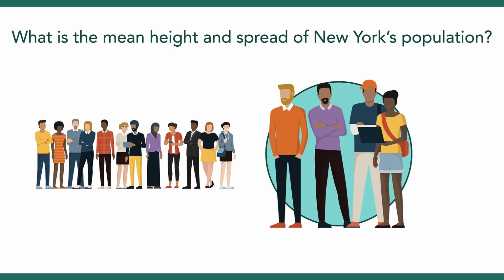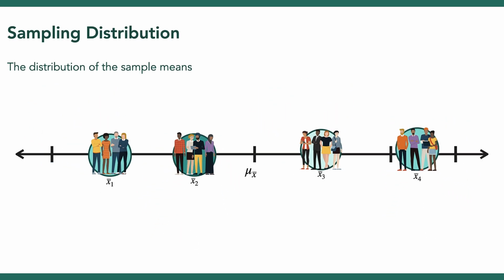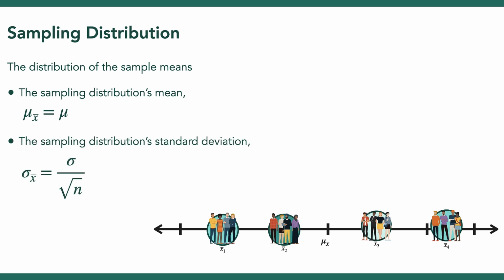But what if we kept collecting data from a bunch of different samples of the same population? The sample means are values of a random variable called x bar, and the distribution of the sample means is often called the sampling distribution. The sampling distribution's mean, mu sub x bar, is equal to the population's mean, and the sampling distribution's standard deviation, sigma sub x bar, is equal to the population standard deviation divided by the square root of the sample size, n.